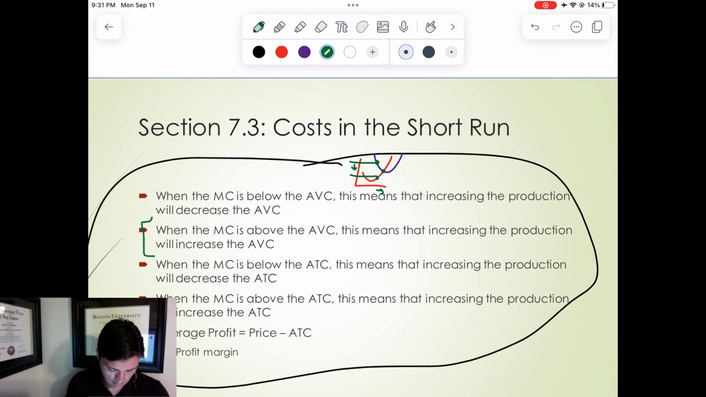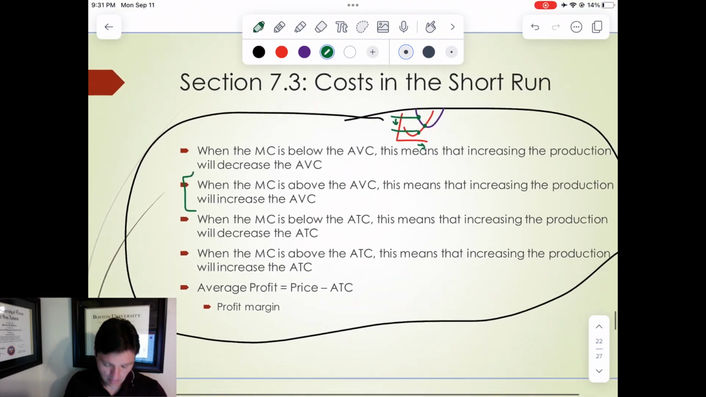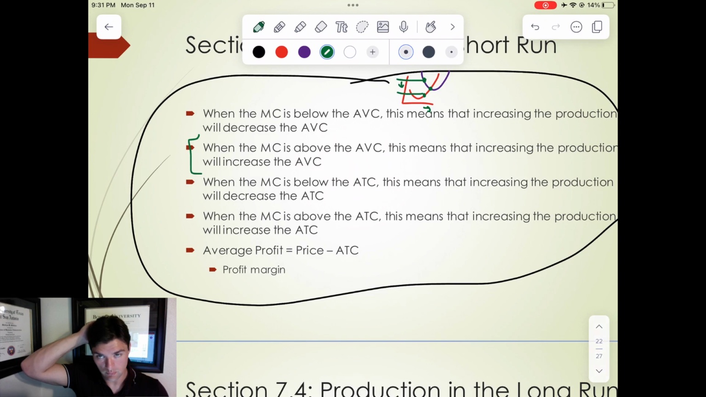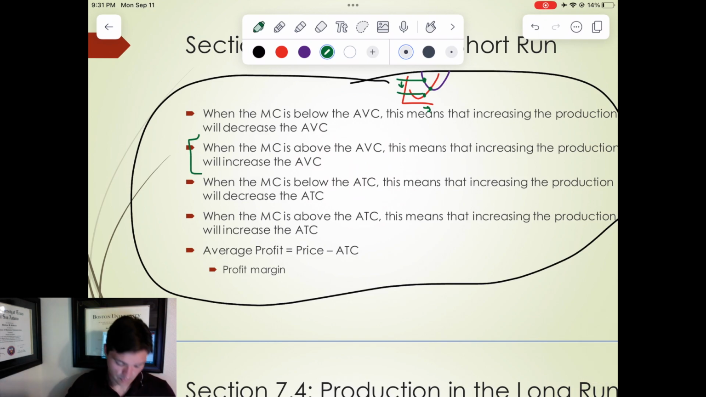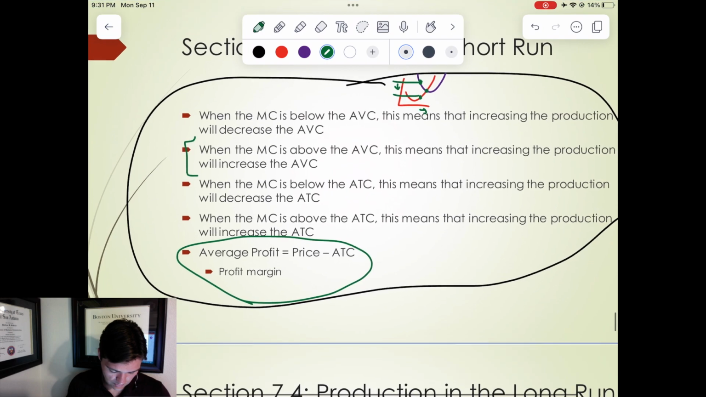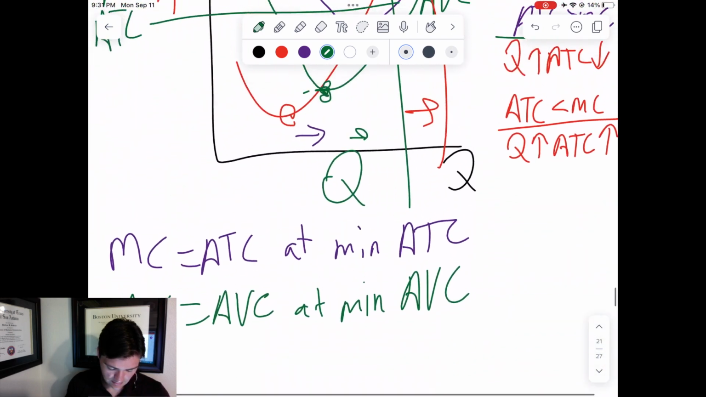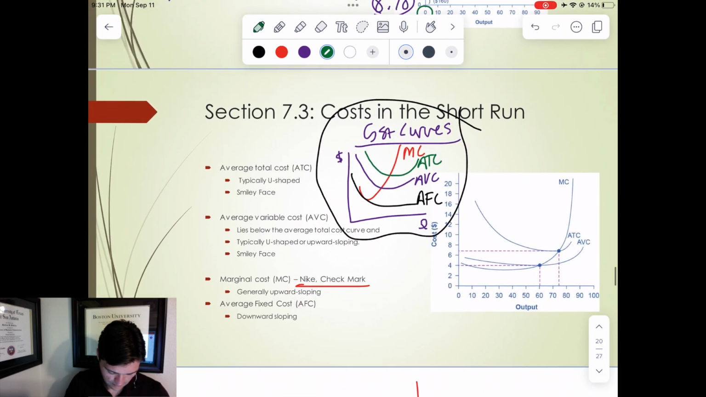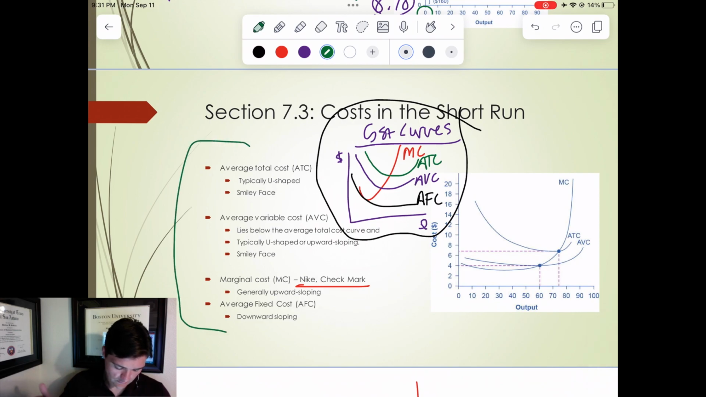Okay? Now, with this information, we are able to get to the profit margin. We'll get more into that in the next section about profit margin. But now that we know ATC, we can then figure out profit margin for sure. Okay? So the main thing about this video was discussing the different cost curves that we have. Okay? Average total, average variable, the marginal cost, and the average fixed cost. Very important stuff there.